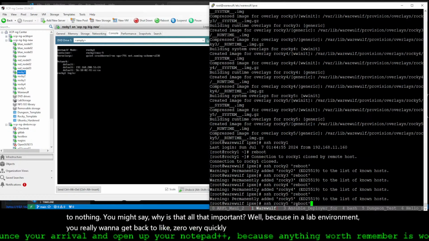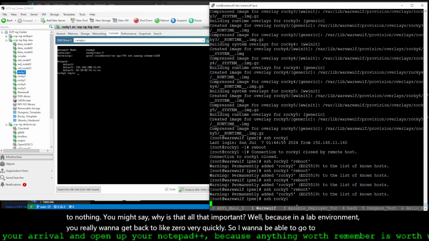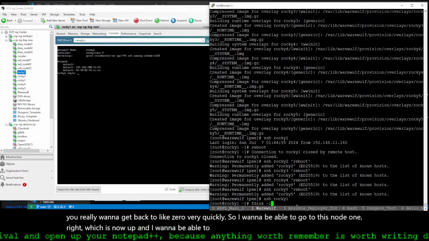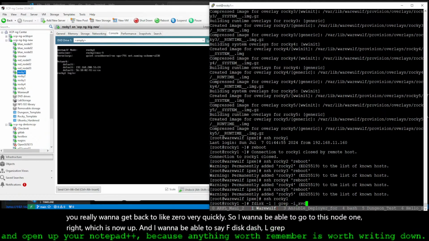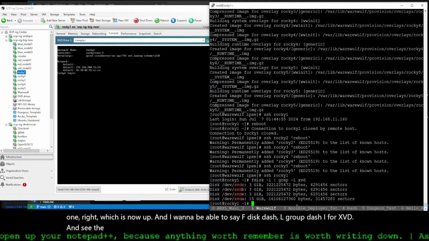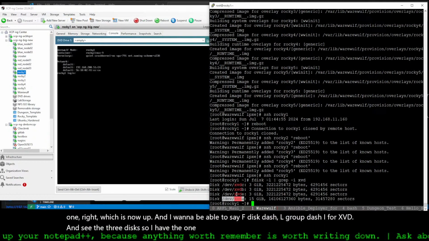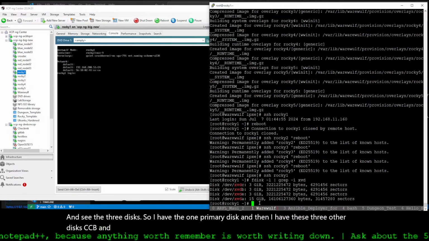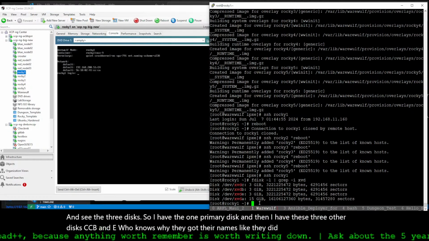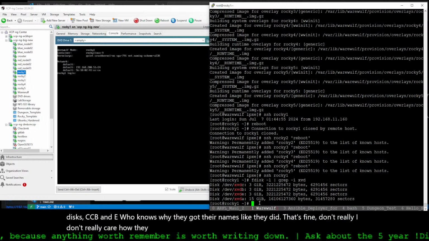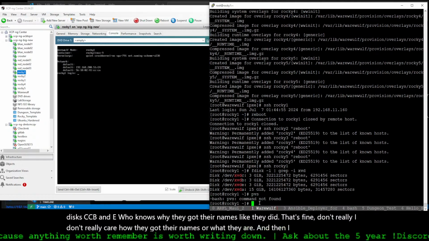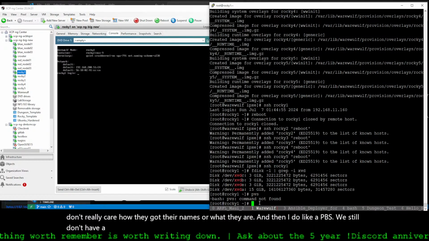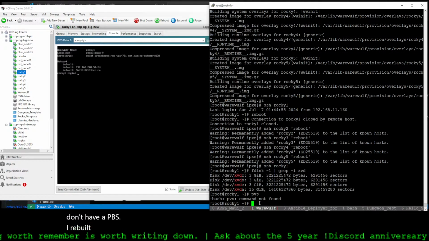So I want to be able to go to this node 1, which is now up, and say fdisk -l | grep -i xvd and see the 3 disks. So I have the one primary disk, and then I have these 3 other disks, C, B, and E. Who knows why they got their names like they did? That's fine. I don't really care how they got their names or what they are. And then I do a pvs. We still don't have a pvs. I rebuilt the image.